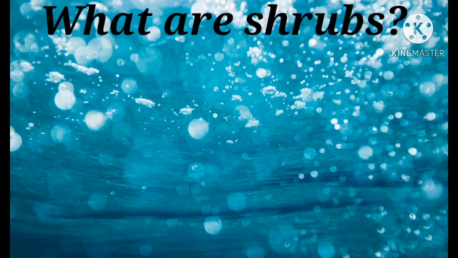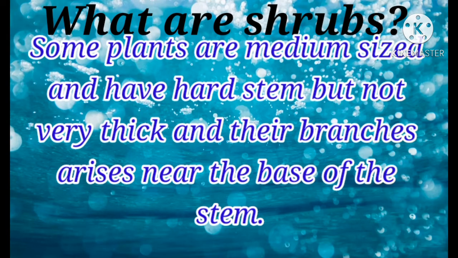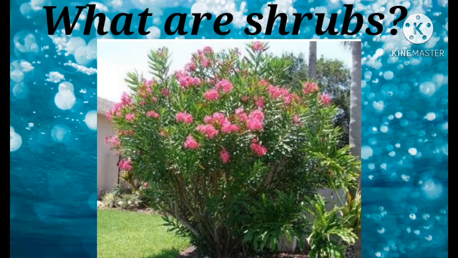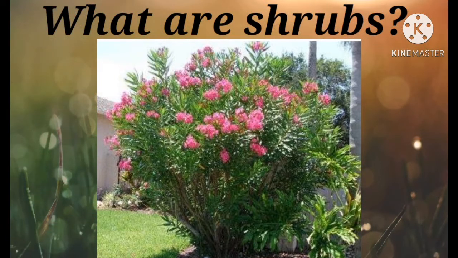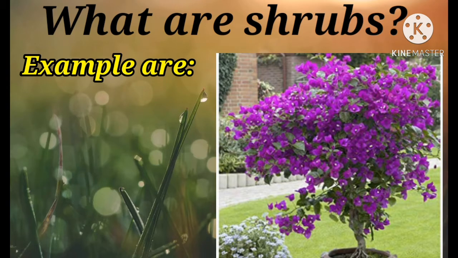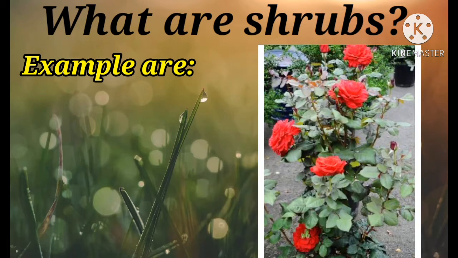Now let us see what are shrubs. Some plants are medium-sized and have hard stem but not very thick, and their branches arise near the base of the stem. Such plants are called shrubs. So we can say medium-sized plants with hard and bushy stem are called shrubs. Examples for shrubs are hibiscus, lemon, bougainvillea, pomegranate, rose, etc.